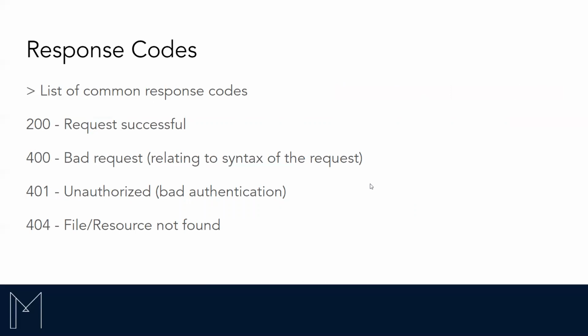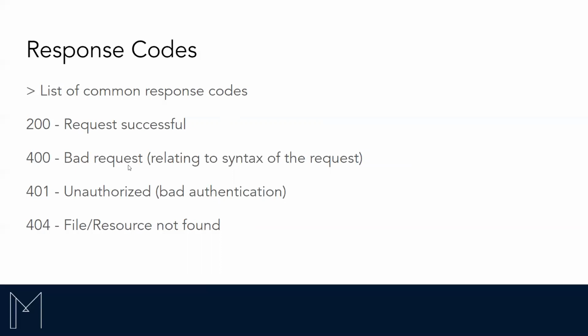Now, the common response codes, you're going to see these very often. In fact, a lot of you have probably seen 404, which is resource not found. But the most common one that you want to see is 200, which means request successful. This is what you get when you send a request and it has been successfully processed by the server, and either something is sent back or some change has been made.